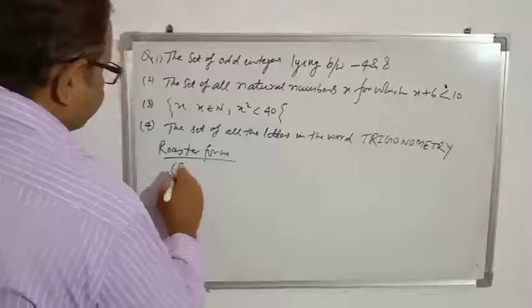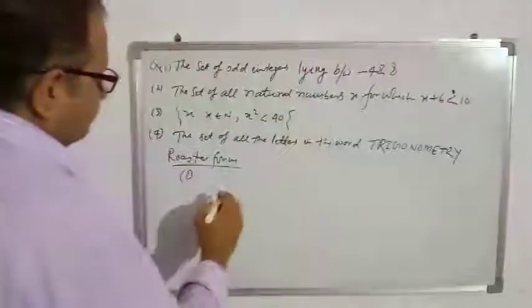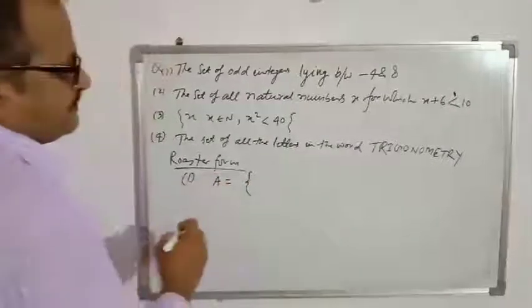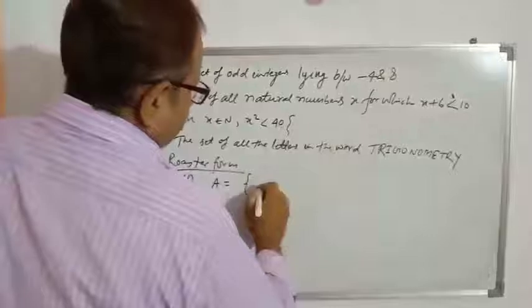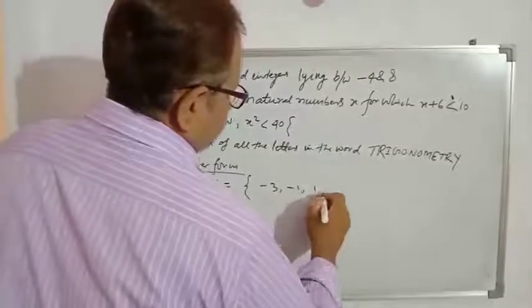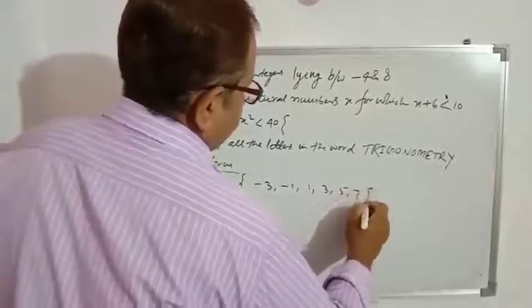So see the first one. Odd integers lying between -4 and 8. Suppose it is the set A, we can write it -3, -1, 1, 3, 5, 7.